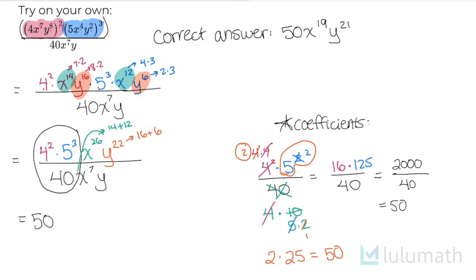Then we have x to the power of 26 divided by x to the power of 7, and when we divide, we subtract our exponents. So 26 minus 7 is 19. And then here, y to the power of 22 divided by y, this is an invisible 1, will give us y to the power of 21, because this is 22 minus 1. And this will be our final answer.